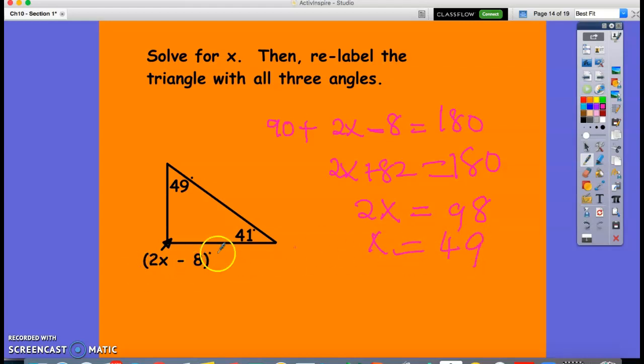So if x equals 49, so this will be what? 2 times 49, which is 98, minus 8, which is 90. So this is a right angle triangle. So if this is 90 and this is 90, so altogether it's 180. So we know that's right.